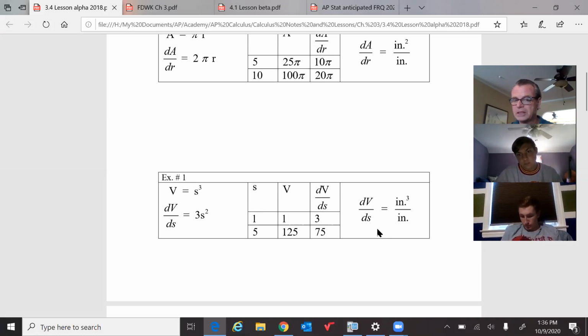So you would be expected to say the derivative when the side is 1 is 3 inches cubed per inch. That's the instantaneous change then. The derivative when the input's 5 would be 75 inches cubed per inch. Okay?